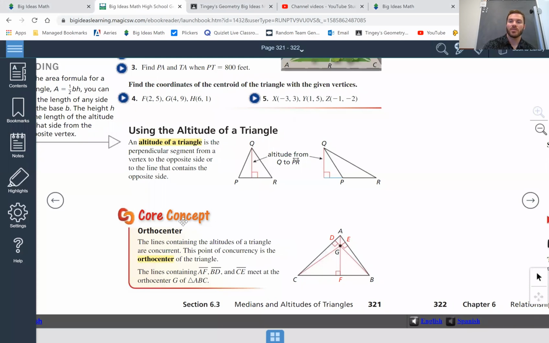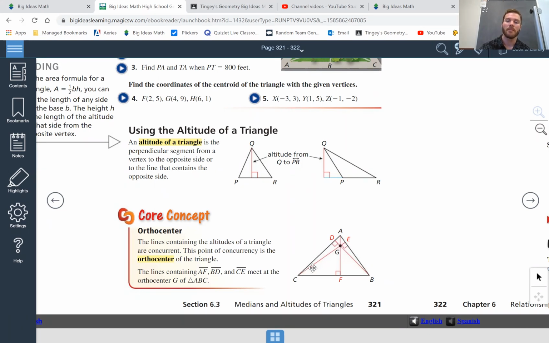And also in your notes, you need to include the core concept, the orthocenter. Orthocenter: the lines containing the altitudes of a triangle are concurrent. This point of concurrency is the orthocenter of the triangle. Okay, remember concurrency from 6.2. It's where they all meet. Well, this place where they all meet is going to be called the orthocenter.